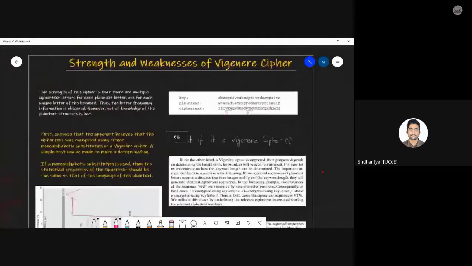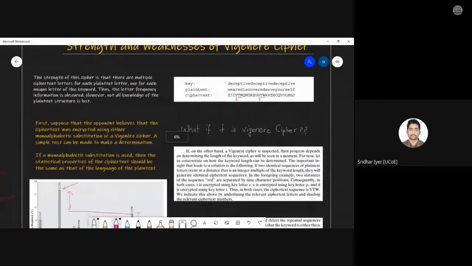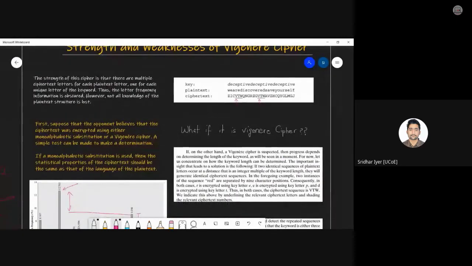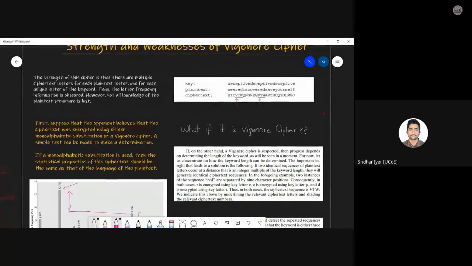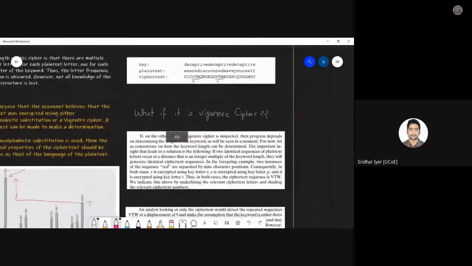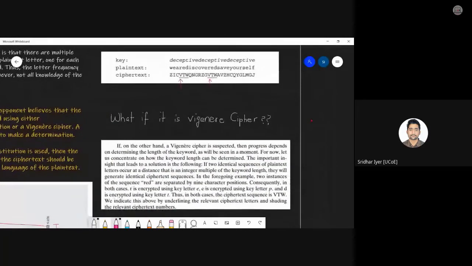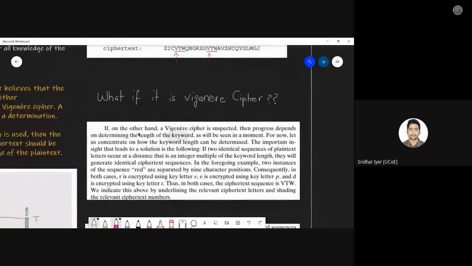Fine. So what if a monoalphabetic cipher is not used? What if a polyalphabetic cipher such as the Vigenere cipher is used? Then how does the attacker crack that particular cipher? That is what we are going to learn over here. Just have a look at the same diagram, same example again. I will just repeat this.